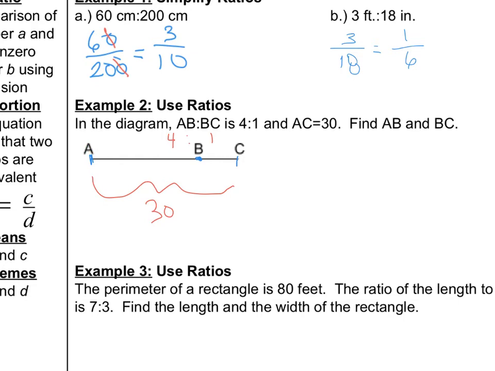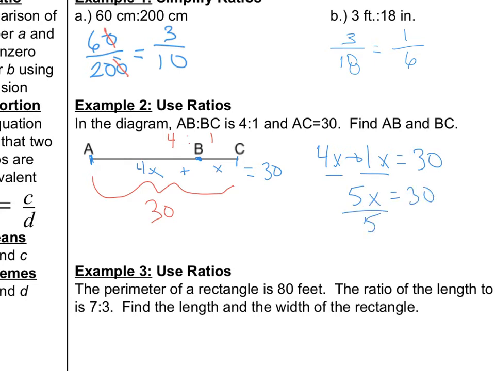So to set up an equation, since this is 1, I'm going to call this x, and this would be 4x. Now together, if you add those two, it equals 30. So off to the side here, let's rewrite our equation. 4x plus 1x equals 30. Combine your like terms. That gives you 5x equals 30. Divide by 5. And x equals 6. Now are we finished?